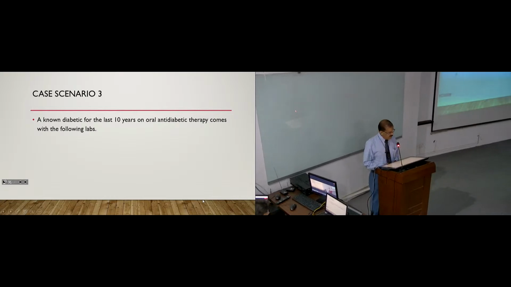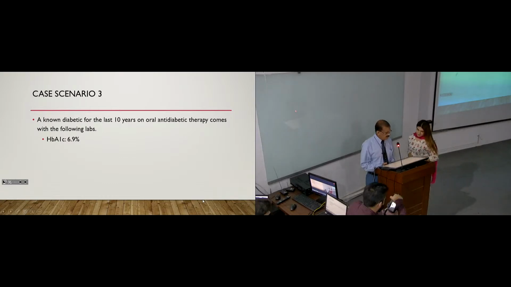Okay, the scenario is a known diabetic for the last 10 years on oral anti-diabetic therapy comes with the following follow-up. HbA1c is 6.9. What do you think? Is it okay? 6.9 for a person who has been diabetic for the last 10 years. 6.9 is pretty okay.